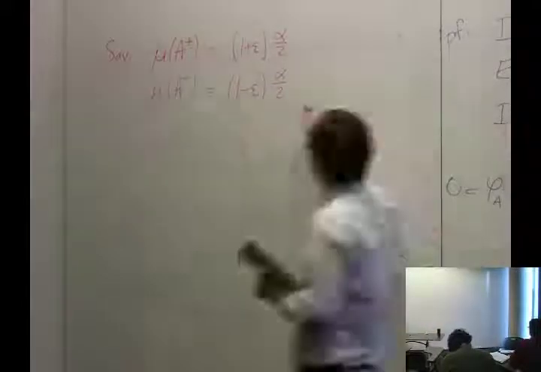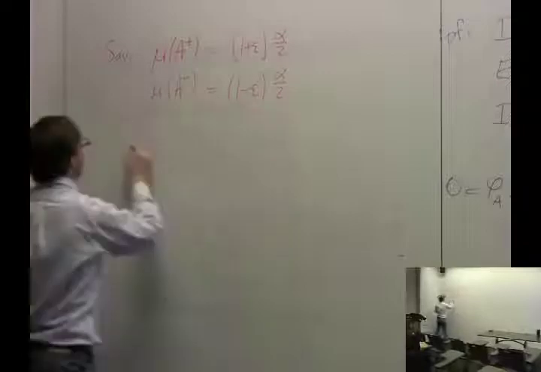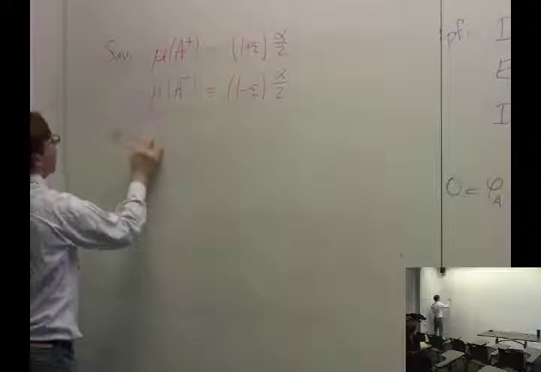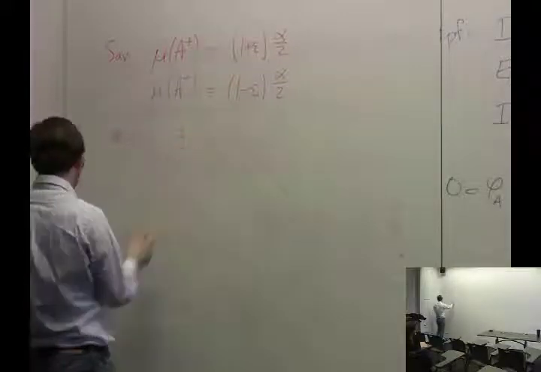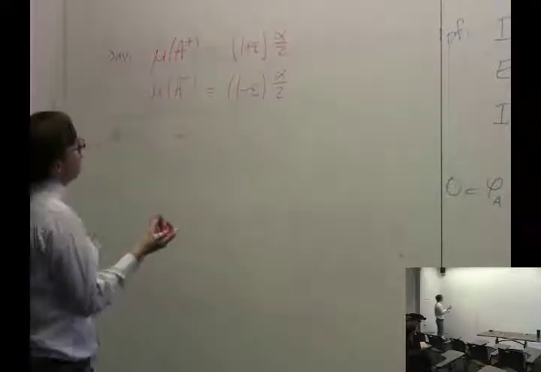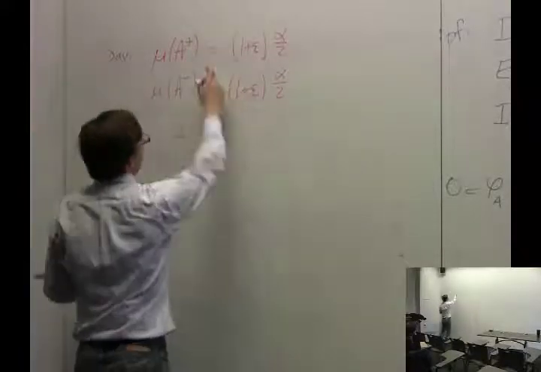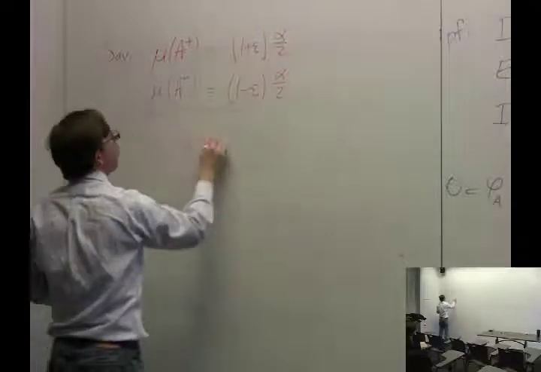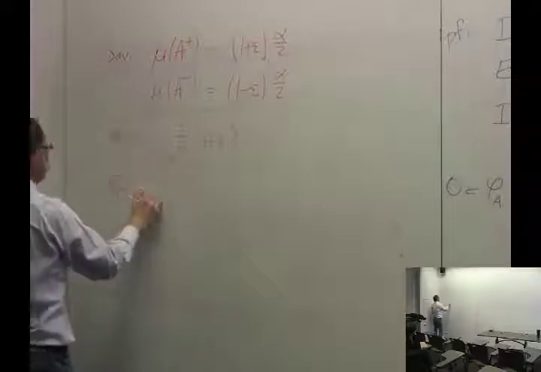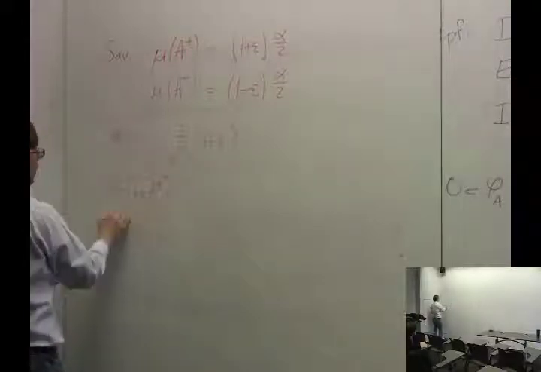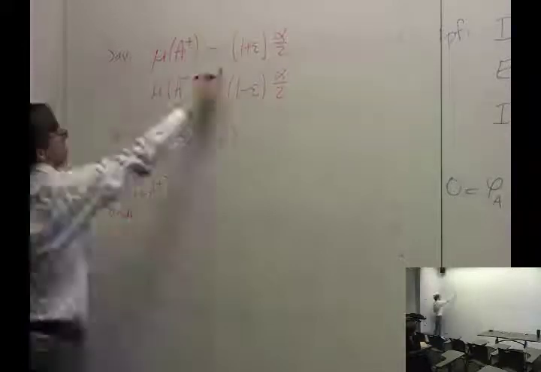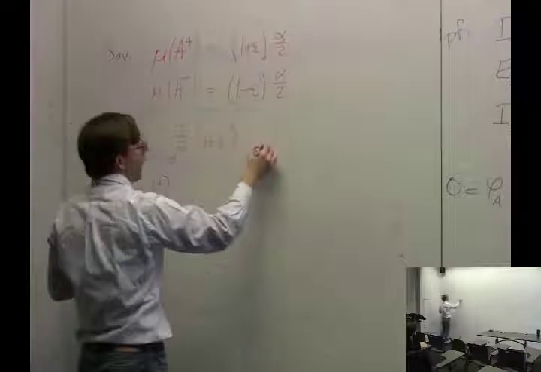Having written it this way, this inequality is precisely saying that when I draw a random point from A, the probability that it's in A plus is exactly one half times 1 plus epsilon. This is the probability that a point is in A plus, given that I drew it uniformly from A, because the density of A is alpha. So it's just this over alpha.